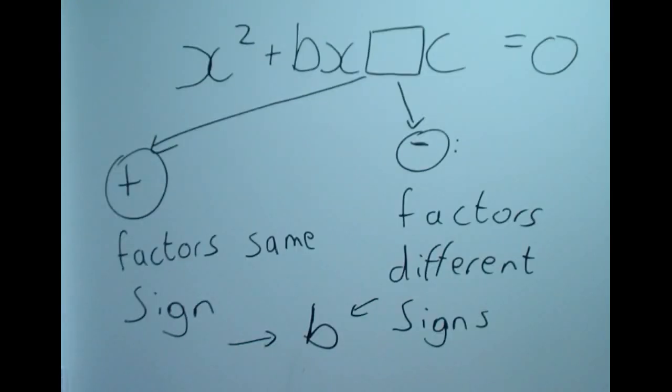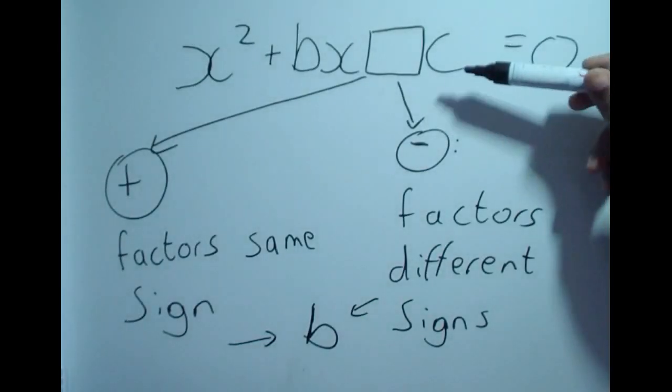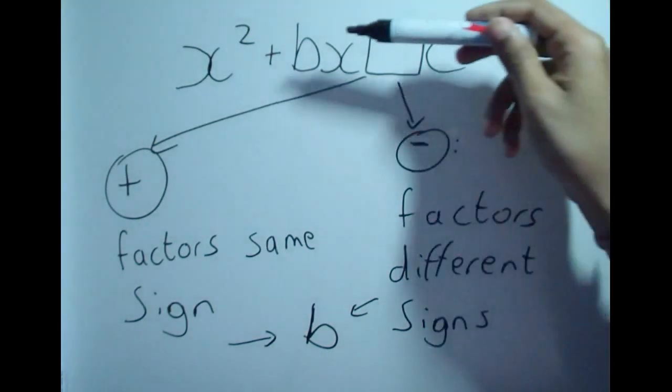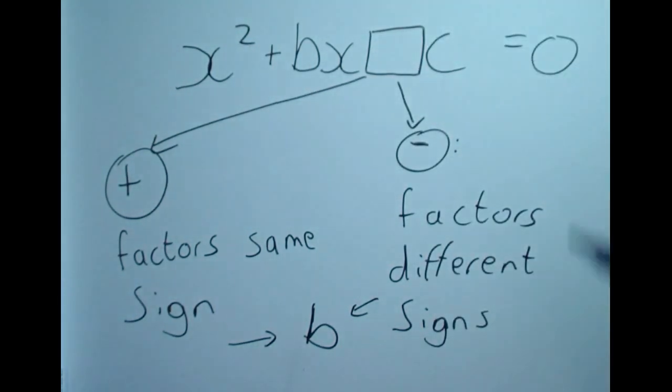In summary, we look at the factors of C that'll give me B. And if this is a positive, the factors have to be the same sign, and if it's negative, the factors have to be different signs, and they have to give me B. And that is how to factorize quadratics when we have a 1 in front of the x squared term.